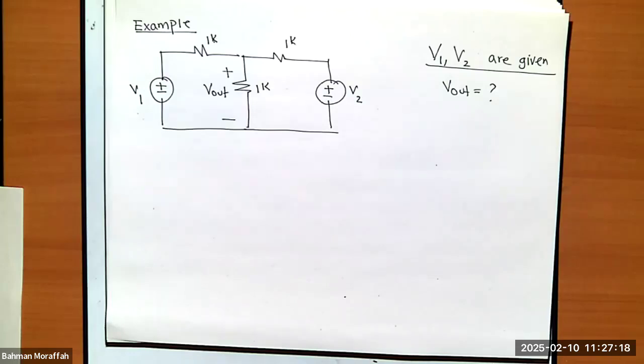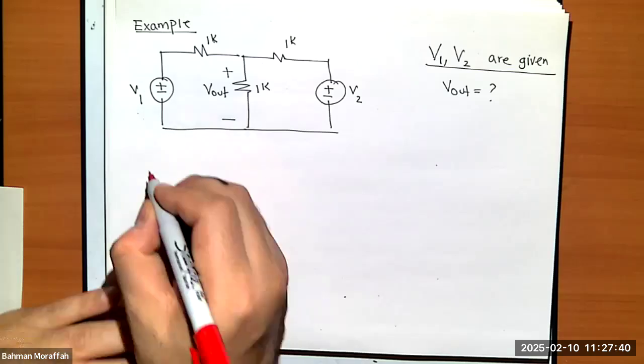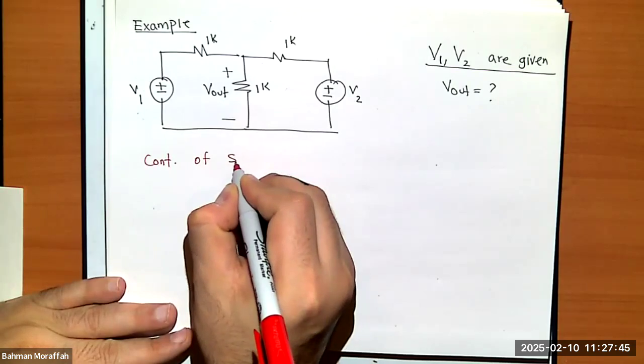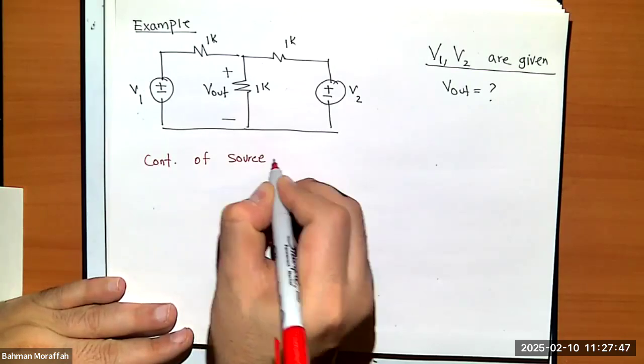If we want to do superposition, we have to look at the circuit. Well, this is a linear circuit, obviously, and it has two independent sources. So superposition can be applied. Now that we know superposition can be applied, we have to find the contribution of every single source that we have. Let's find the contribution of source V1.